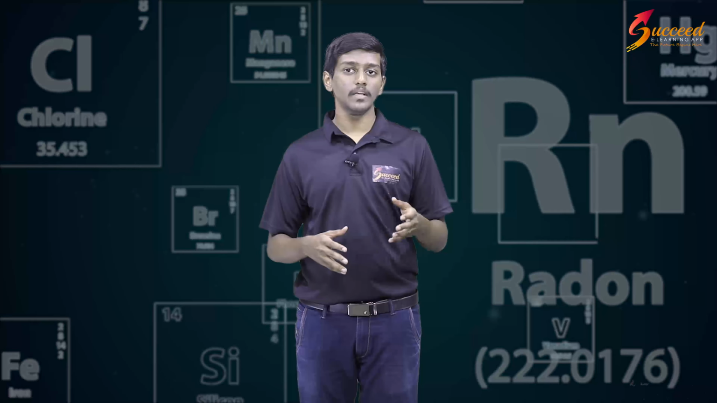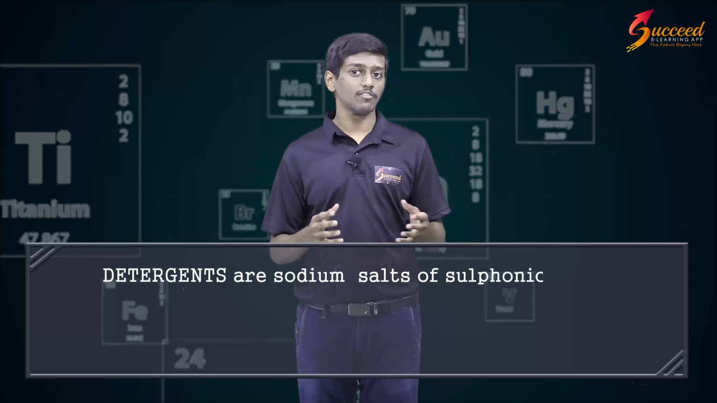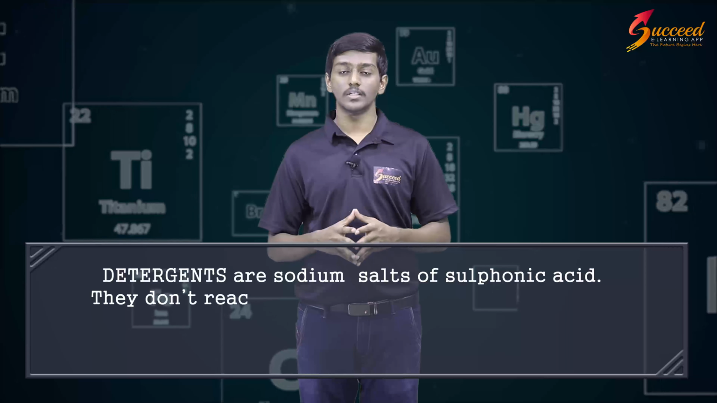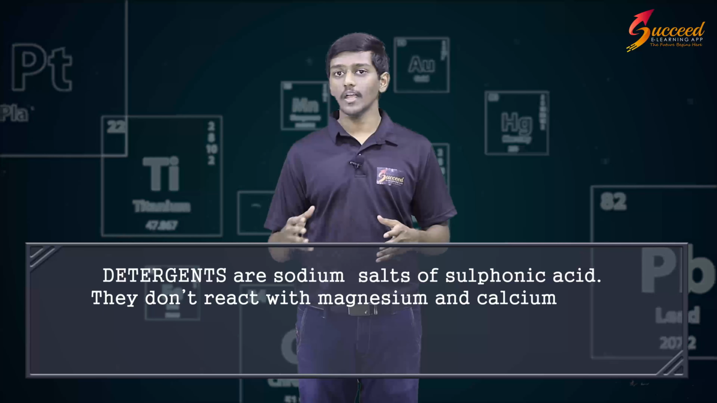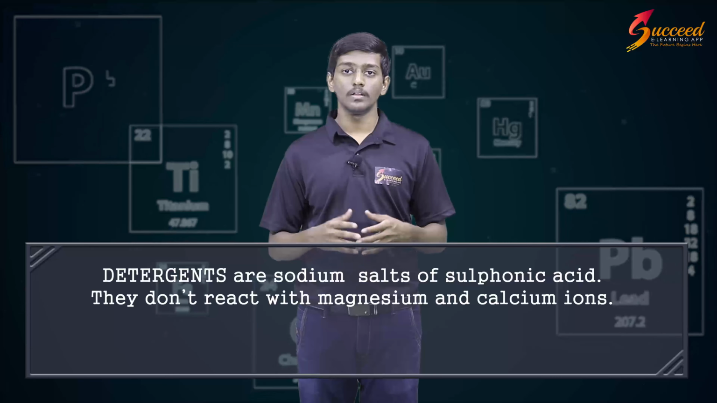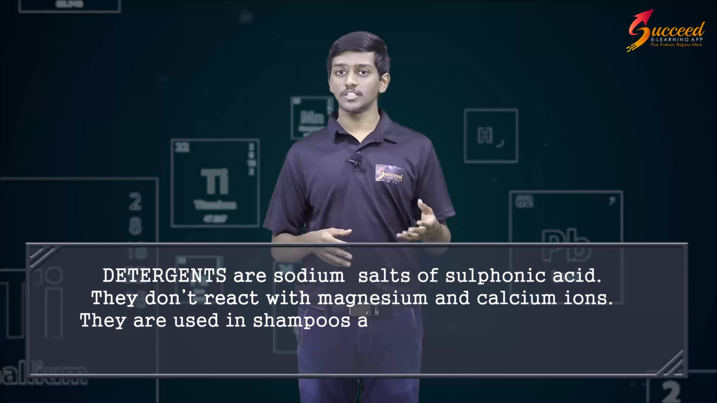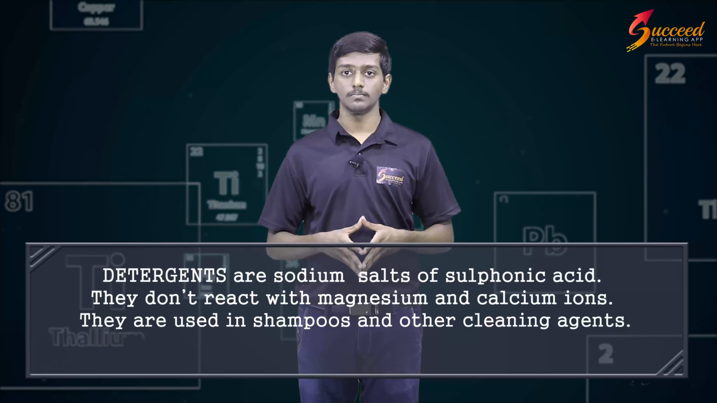Soaps don't produce lather with hard water. That is, soaps react with magnesium and calcium salts. So we require a large amount of soap to clean a substance. Thus we use something called detergents. Detergents are sodium salts of sulfonic acids. In detergents, the products don't react with magnesium or calcium ions in water. Thus, it can be used as a cleansing agent. Detergents are used in shampoos and other cleaning agents.